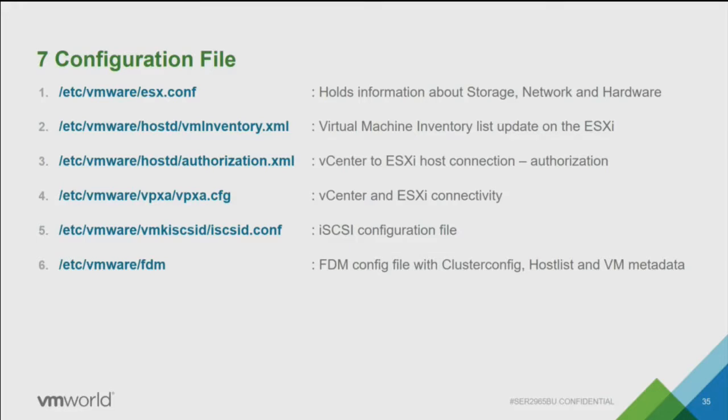FDM holds your host file list, your cluster config, your VMs, metadata, and things like that. If this goes bad, again, you are in trouble on the HA configuration side. The last one is license.cfg. This file holds the license configuration of the host, and if it goes bad, you have trouble with licensing on the host side. As I said, we have 58 different files. I'm just bringing up the 7 important ones, but that doesn't mean the others are not important.